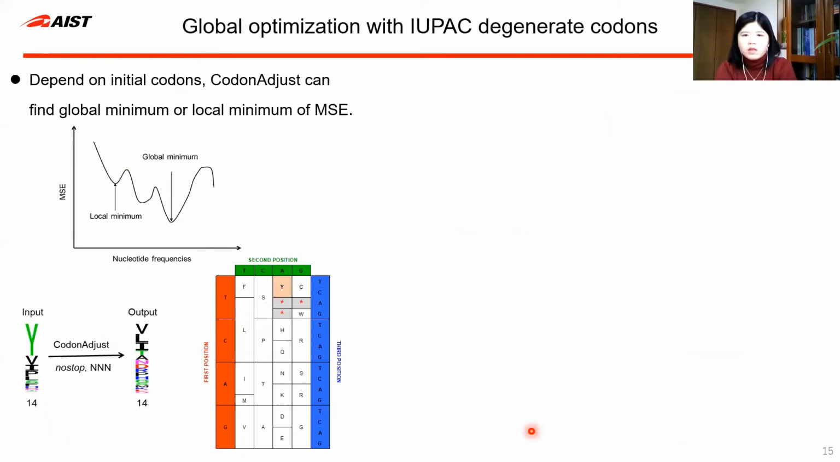In our optimization problem, there is possibility that instead of global minimum, local minimum is found. In most cases, codon adjust outputs global minimum, but with very strict conditions like no-stop program, sometimes it also outputs the local minimum. Here's one example. You can see why tyrosine is measured in the input. It totally disappears from the output.